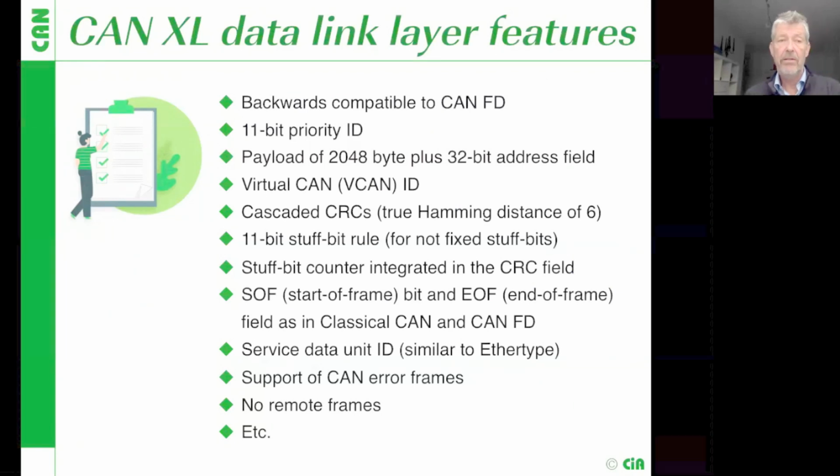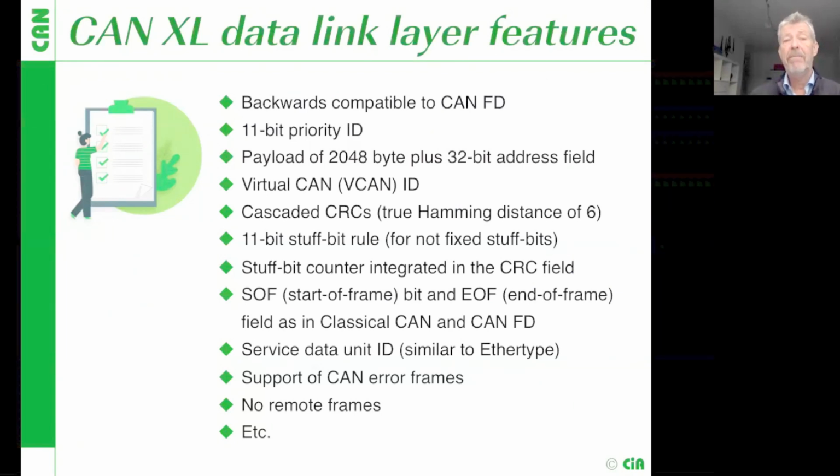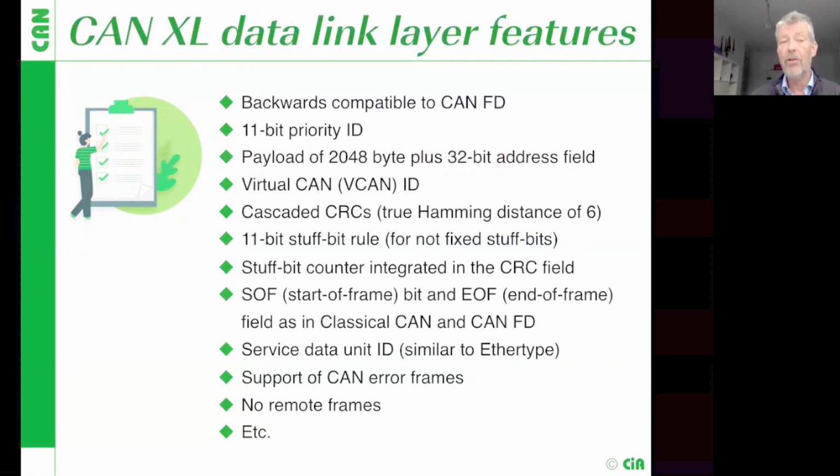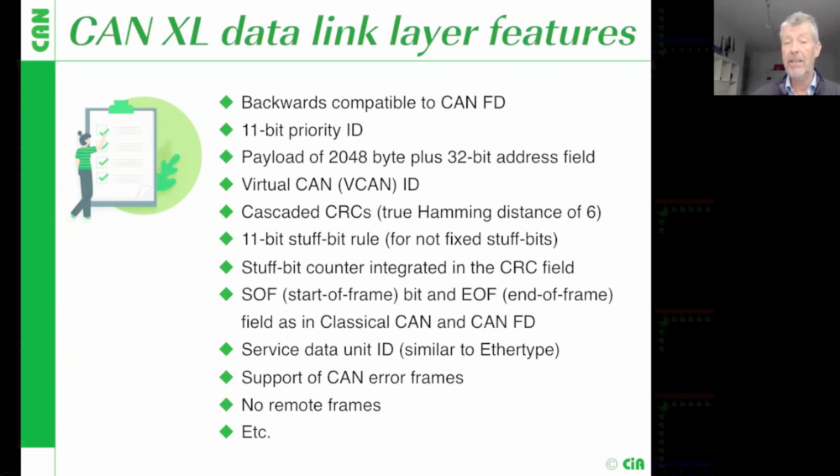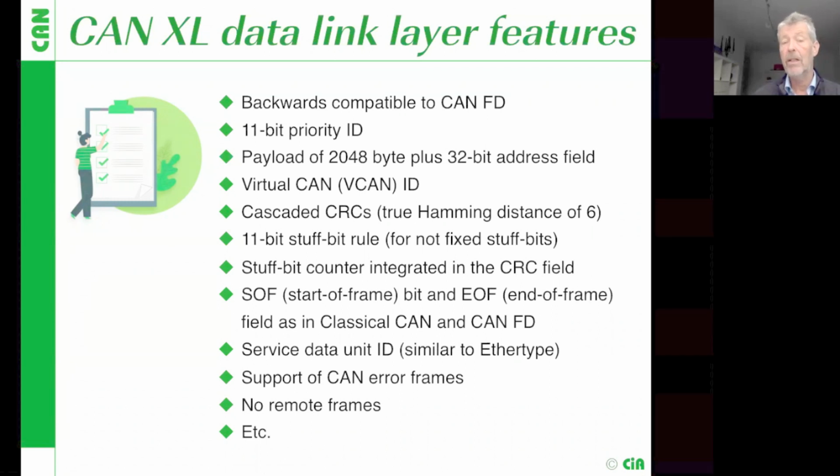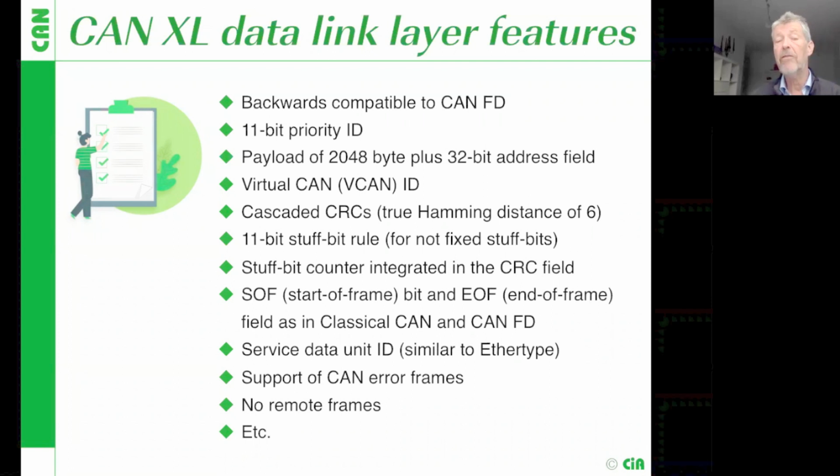When we started to develop CAN XL, which is a data link layer, so to say the third generation after classical CAN and CAN FD, there were some features which we wanted to have and which the OEMs required. First of all, we learned our lesson from classical CAN to CAN FD. We want to have backwards compatibility. We still need the 11-bit priority ID. This means 2048 different priorities. This should be sufficient in one network.